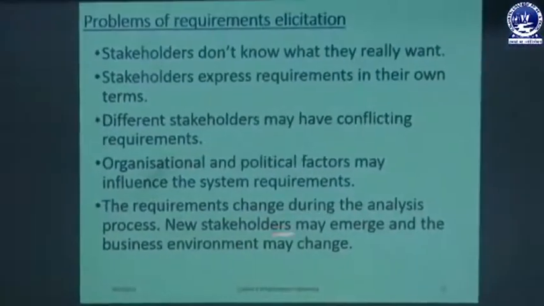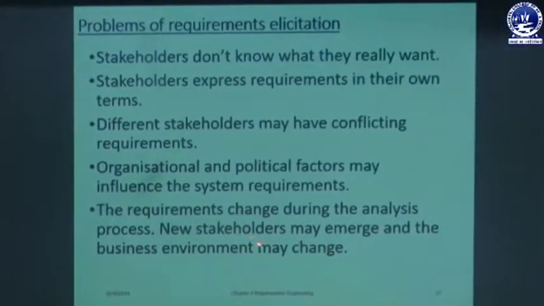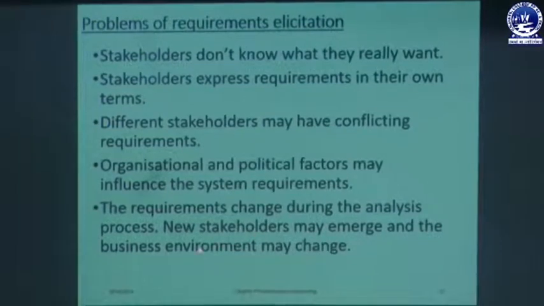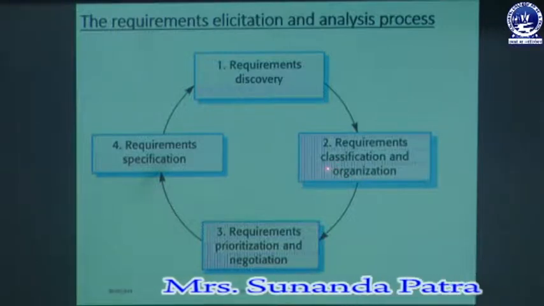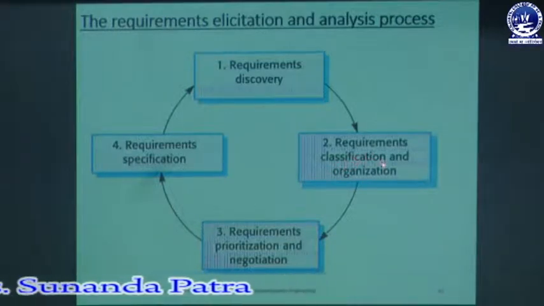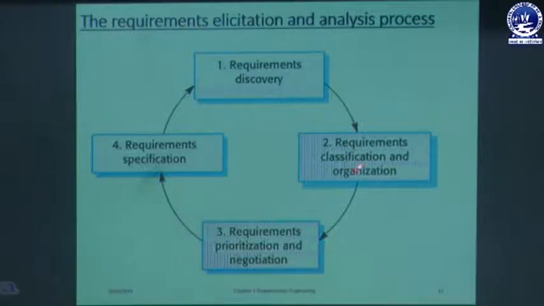The next one is that requirements change during the analysis process. New stakeholders may emerge and the business environment may change. So, here is the requirement elicitation and analysis process. First, we need requirement discovery. Once we get the requirements, then we need to classify and organize them. Then after classifying and organizing them into different subsystems, we have to prioritize them.